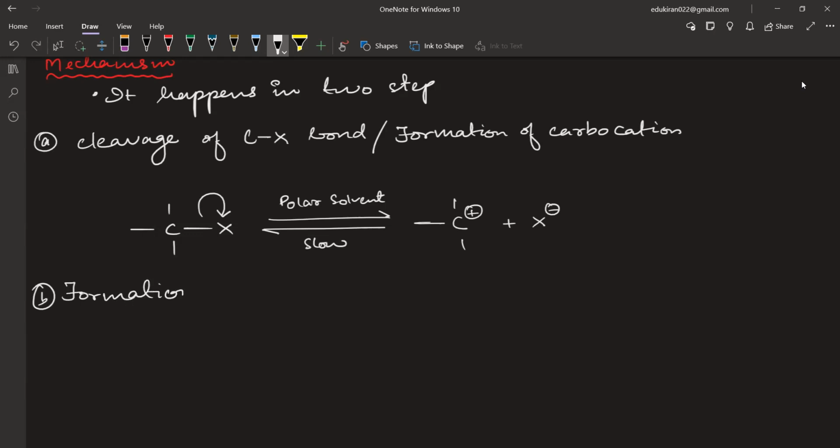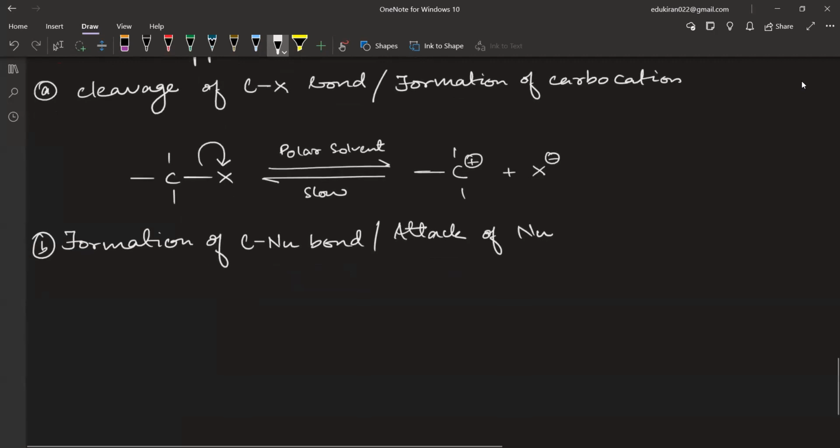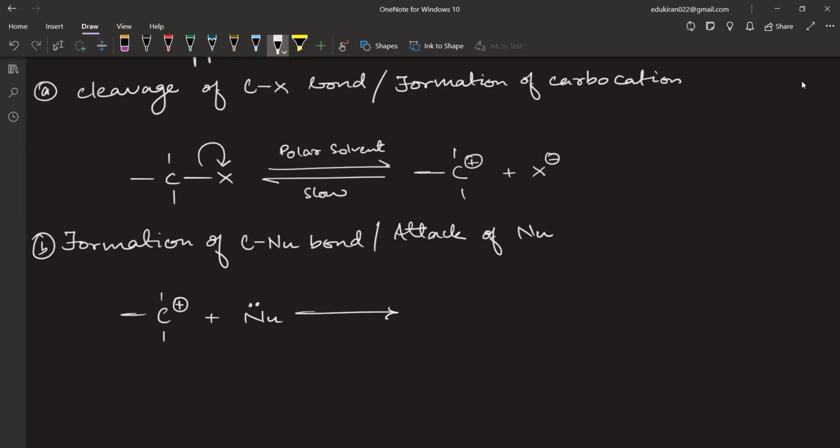Okay. Next step is formation of carbon and nucleophile bond. We can also call this step as attack of nucleophile. Now in attack of nucleophile, carbon will be there and nucleophile will be there with at least one lone pair. And what will happen? It will very easily attack on this carbocation. Why? Because it is electron source, it is electron sink. The electron will move towards the positive charge because electron is negatively charged. This will be very fast.